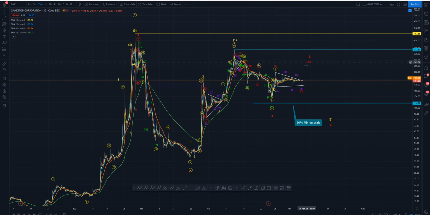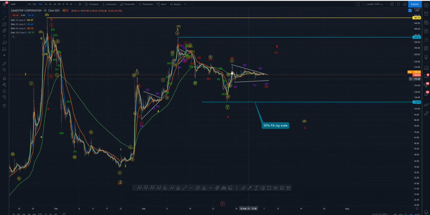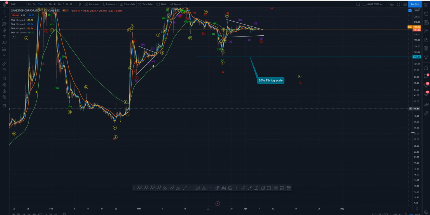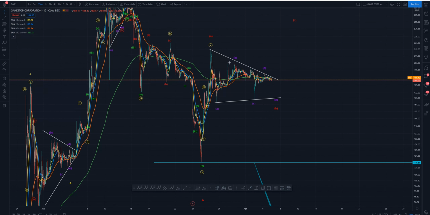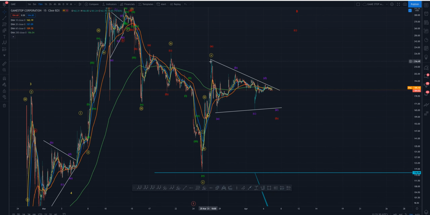But it's still got to complete that C very soon, because we're putting in a triangle and we've got this downward trend line which is putting all this pressure on the price. It's clear as a bell here. Okay, so this looks like it wants to pop. This wants to pop.